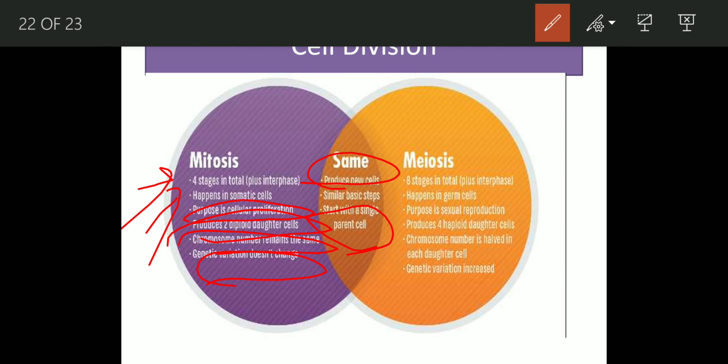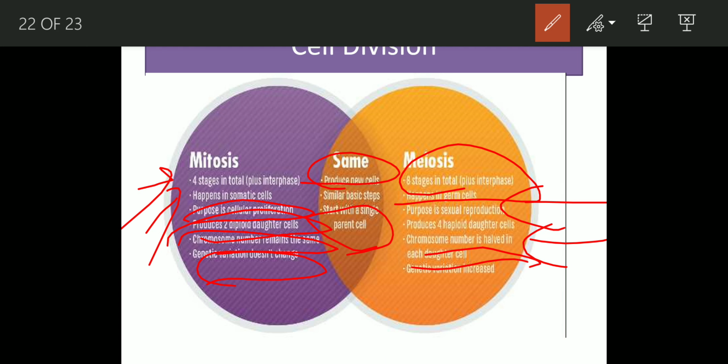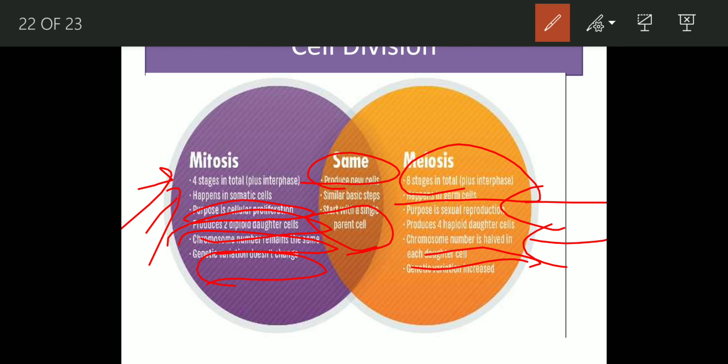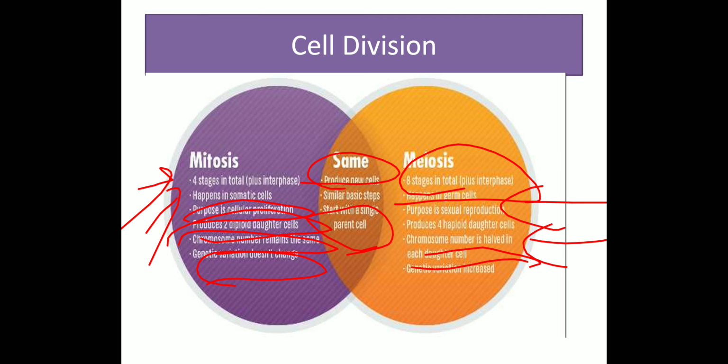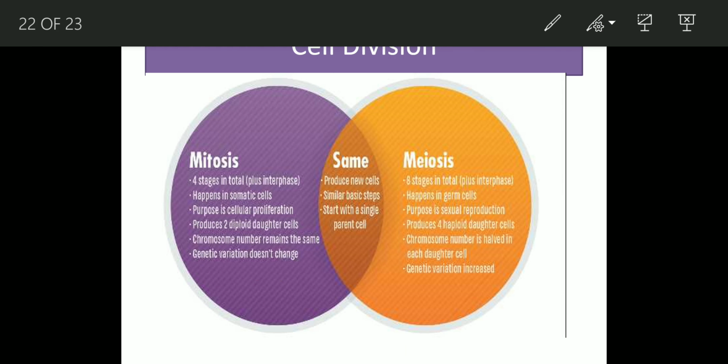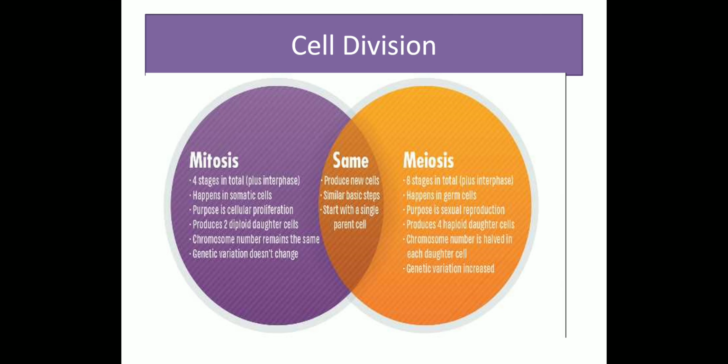Whereas in meiosis, there are 8 stages involved. It happens in the germ cells or sex cells. It is a sexual reproduction process. 4 daughter cells are produced, and the number of chromosomes is half that of the parent cell. Genetic variation is very high in meiosis. So you can observe differences between the parent and the child in complex organisms because of the genetic variations in chromosomes.